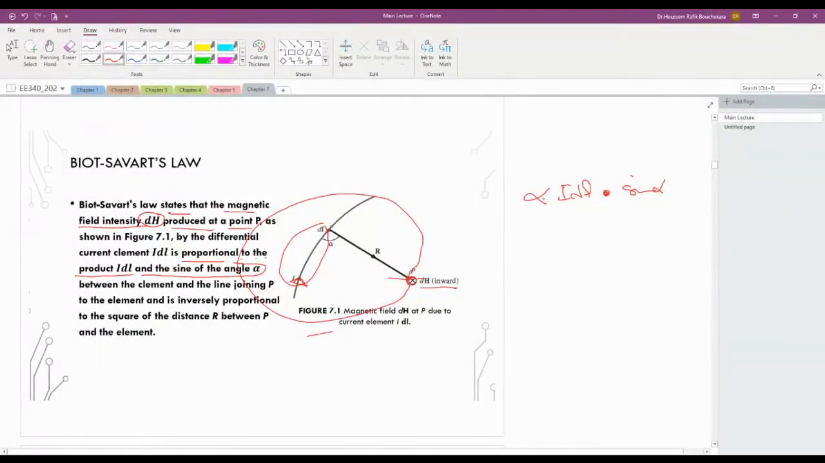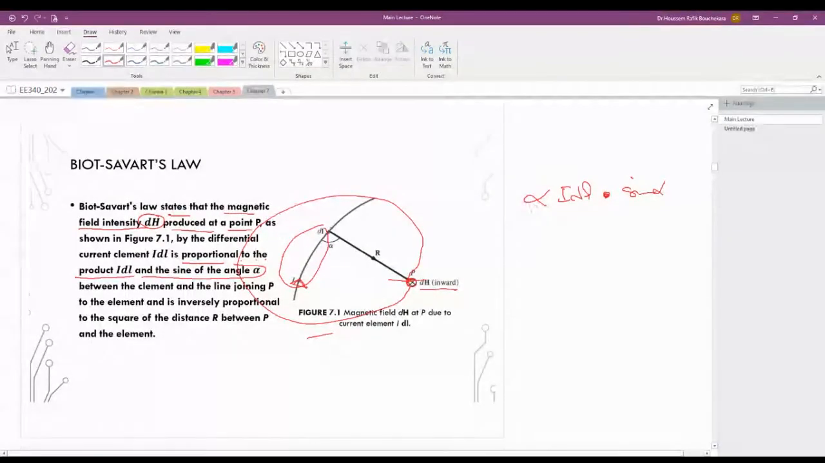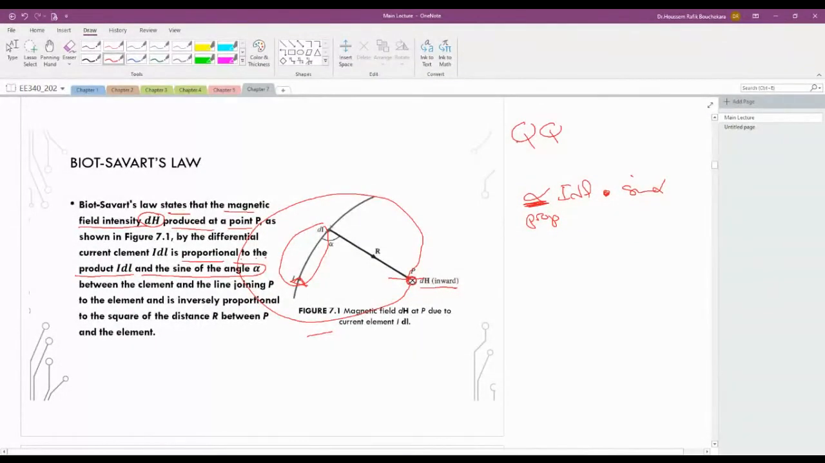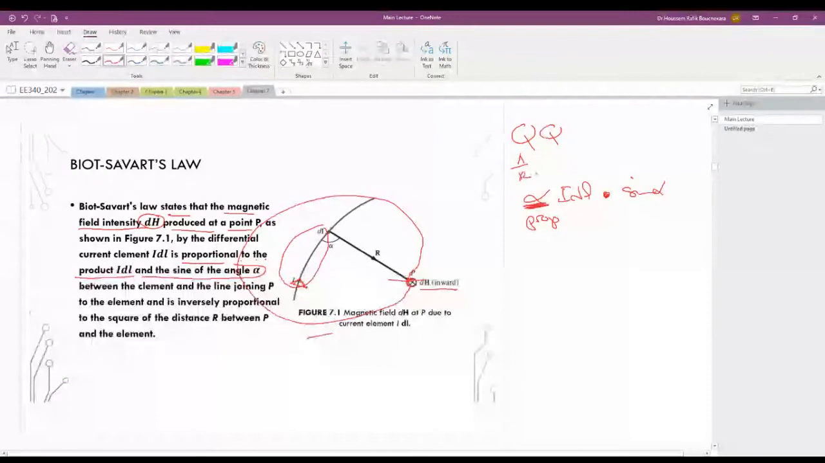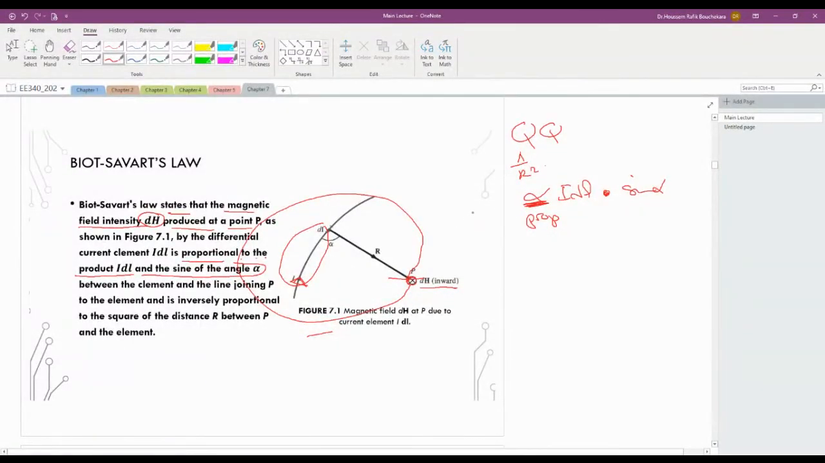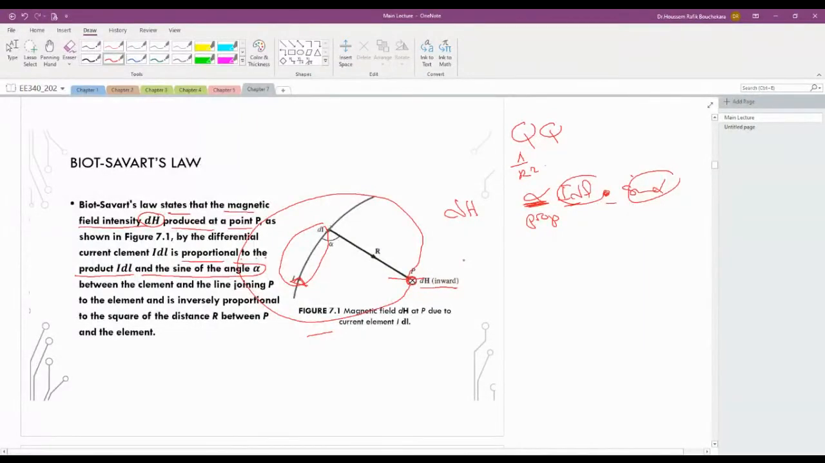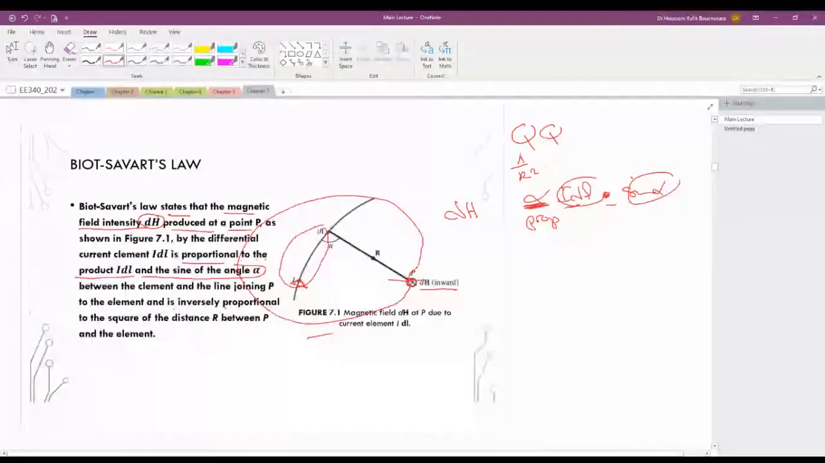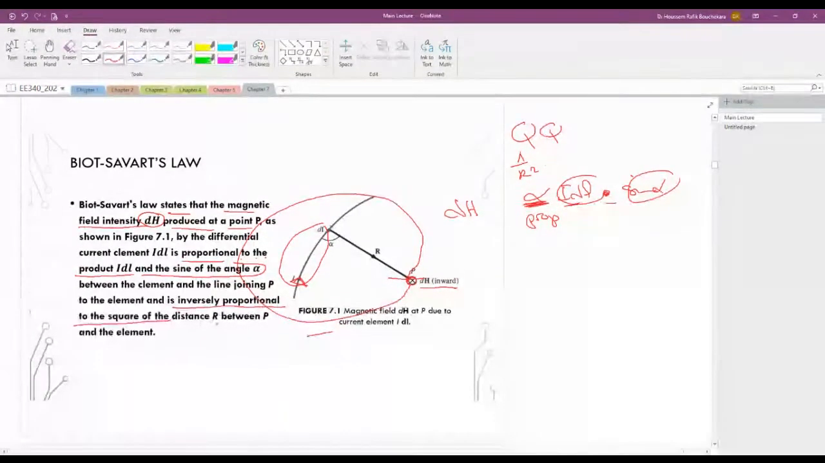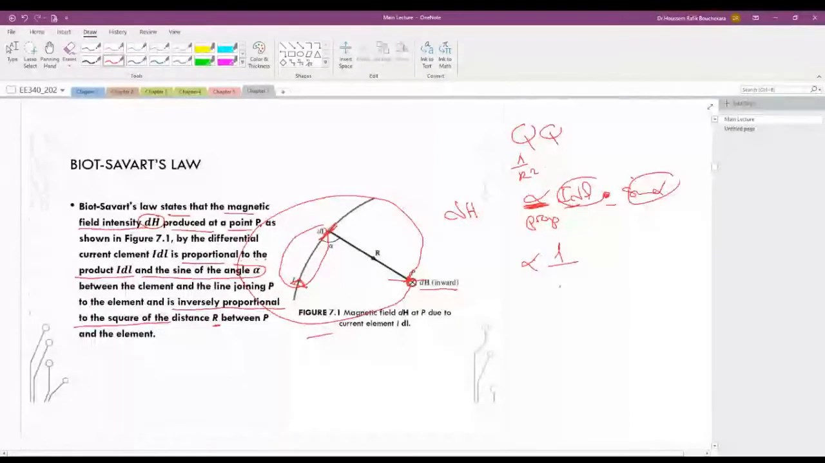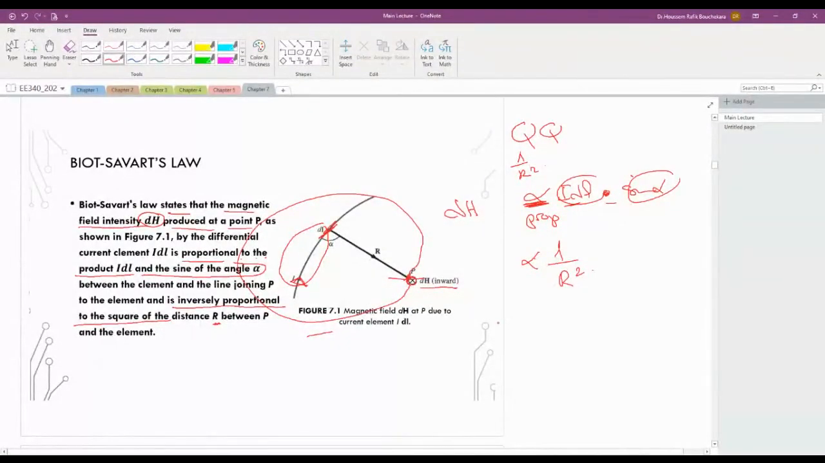Remember Coulomb's law? This symbol means proportional. In Coulomb's law we said the force is proportional to the product of the charges and inversely proportional to the square of the distance. The same thing here with Biot and Savart. The dH created is proportional to IDL times sine alpha. This is from one side, and it is inversely proportional to the square of the distance r between the line and the point. Same thing, inversely proportional to the square of the distance.